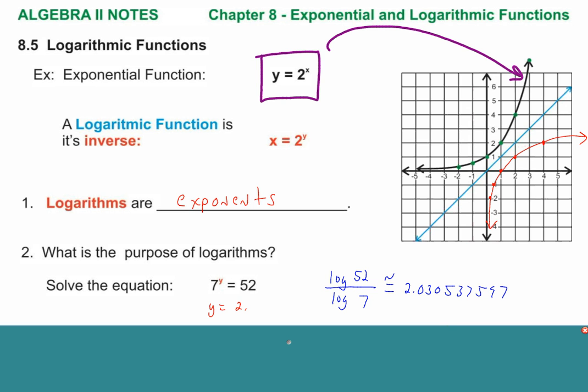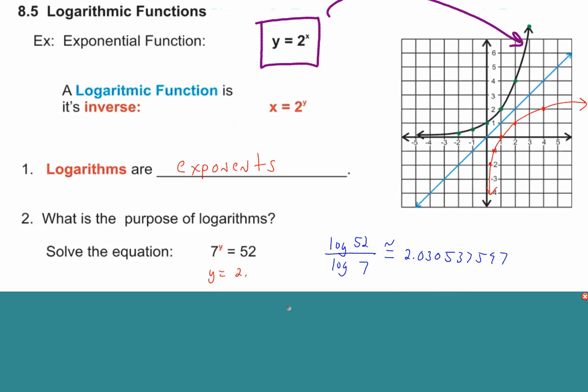All right, so logarithms. What are they? They're exponents. What's a main value mathematically? That is to solve for when the variable is an exponent. Okay, so logarithms. Number 3, very important.